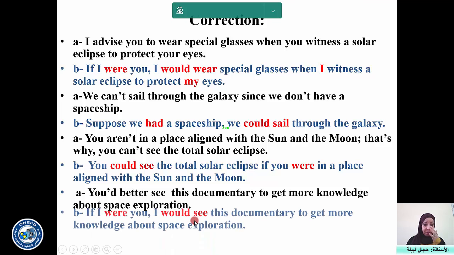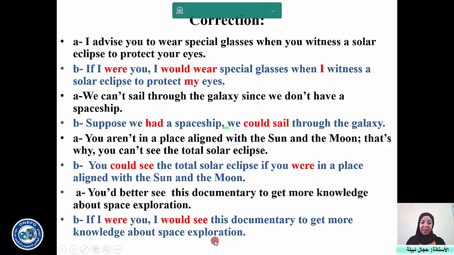The last sentence. You'd better see this documentary to get more knowledge about space exploration. Again, this sentence expresses advice with had better, so we need the structure if I were you, I would see. Okay.